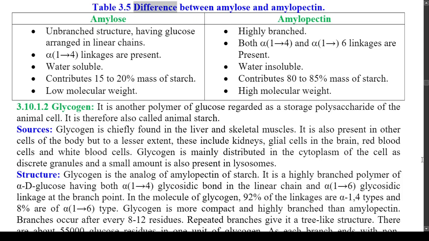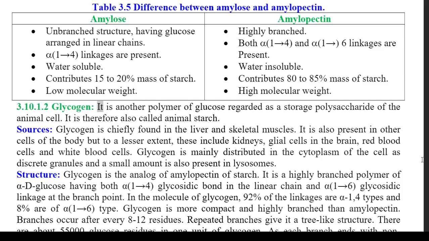Table 3.5 Difference between amylose and amylopectin. Amylose: unbranched structure, having glucose arranged in linear chains. 1→4 linkages are present. Water soluble. Contributes 15 to 20% mass of starch. Low molecular weight. Amylopectin: highly branched. Both 1→4 and 1→6 linkages are present. Water insoluble. Contributes 80 to 85% mass of starch. High molecular weight.